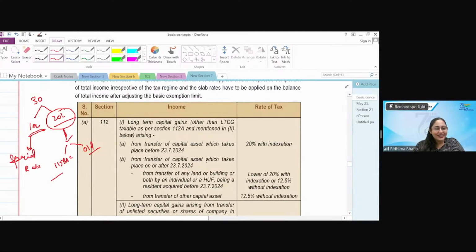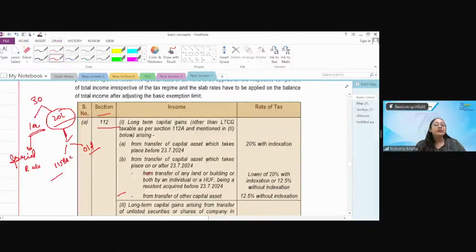So you guys are in a tricky year, to be very honest. So you will be judged a lot on these special rates. So please be prepared, please embrace yourself that you would be tested on all these things. Okay. So special rates, first of all, on long term capital gain.